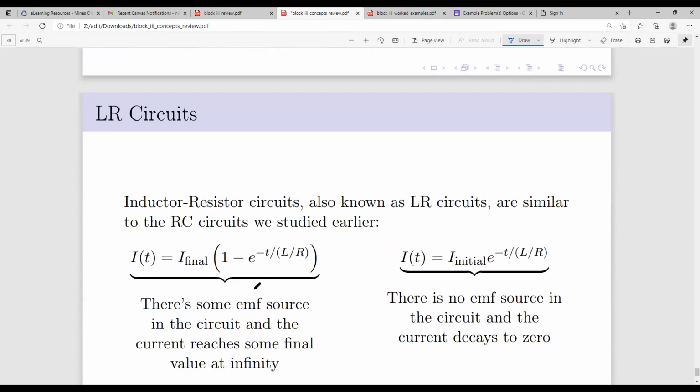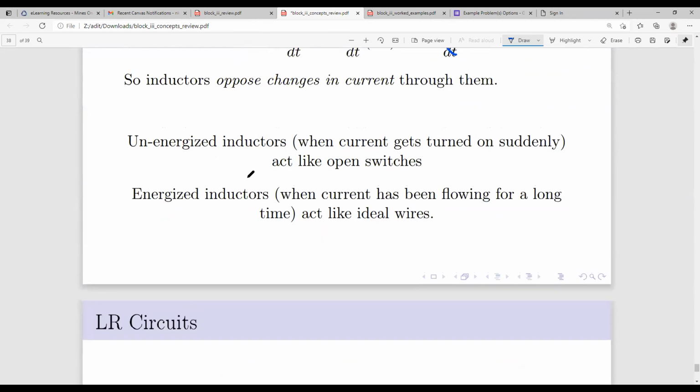Whenever you have problems where you have switches closing and it says, what if the switch has been closed for a long time or open for a long time? The key thing to remember there is that unenergized inductors, when the current turns on suddenly, act like open switches. You're trying to send a current through that inductor, and it's going to choke the current because of that changing flux. It's not going to want to permit that current to go through. But on the other hand, when you have a steady current flowing through for a long time, that's just sort of like a wire. So it's going to be acting like an ideal wire.